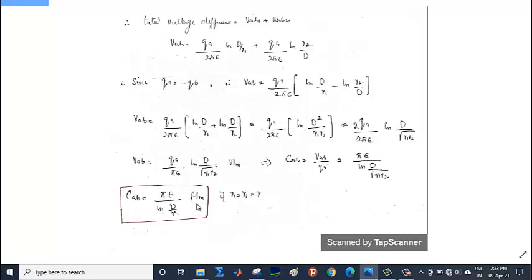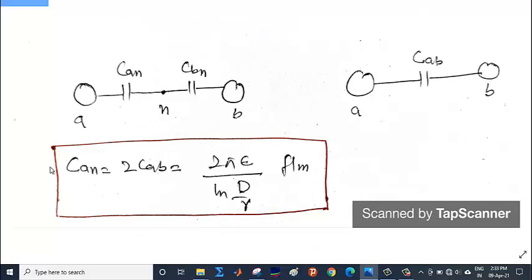Now this is the correct unit, which will be farad per meter. Now we have calculated the capacitance between the two phases, that is the two phases A and B. So we have shown it like this. This is positive, this is negative, and this is the capacitance between these two.